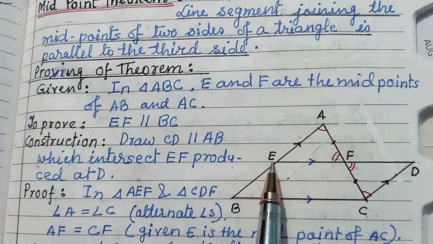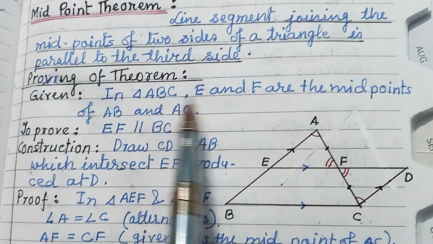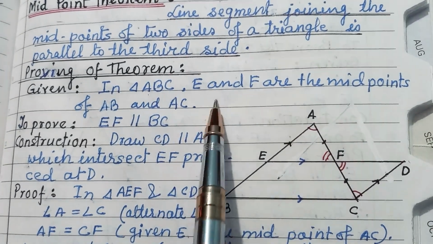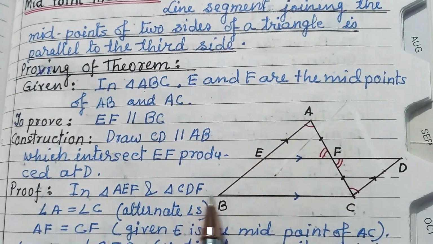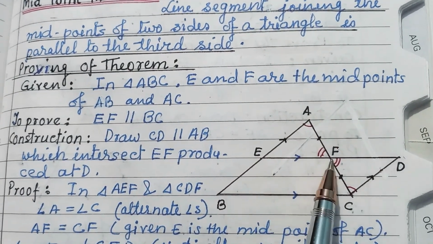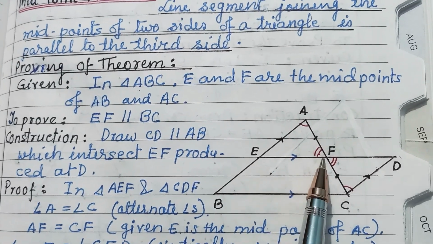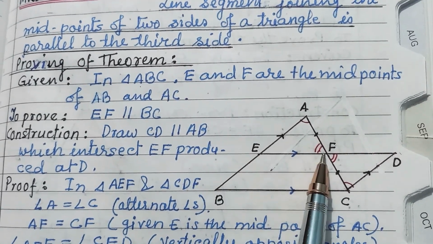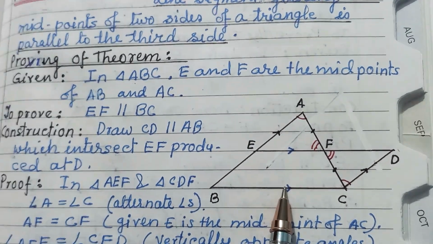Suppose the triangle is ABC. E and F are the midpoints of AB and AC. So EF is the line segment joining the midpoints, and it is parallel to the third side. You have to prove that.